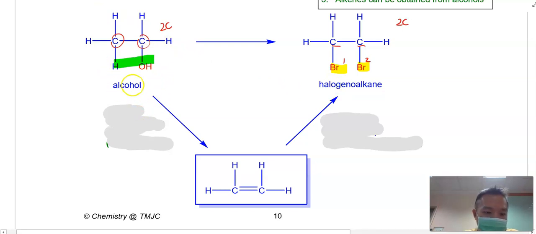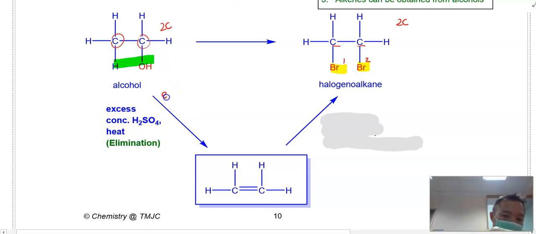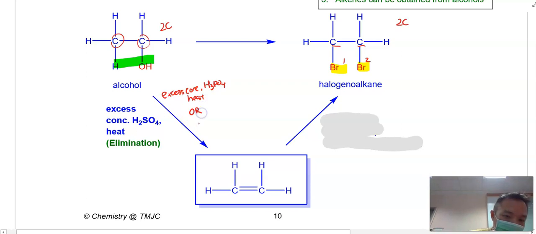Okay, so in this case, let's take a look. How do I do elimination for this? For alcohol, I can use excess conc H2SO4, heat. Or I can use excess conc H3PO4, heat. Or I can use Al2O3, heat. This will bring about an elimination reaction from alcohol to form an alkene.